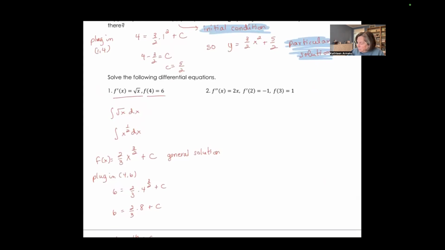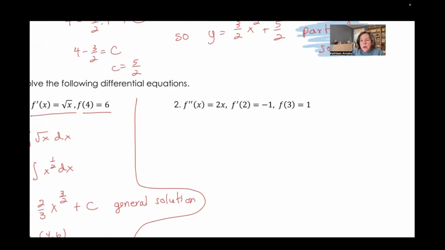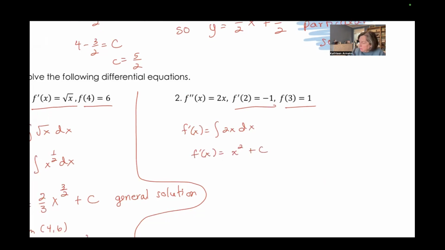This next example, if you notice, we're starting off with the second derivative. So I'm going to have to integrate twice, because when I integrate 2x, I'll get the first derivative. Notice I've been given a point on the first derivative and a point on the function itself. So f prime of x will be equal to the integral of 2x dx, which if I integrate is x squared plus c.